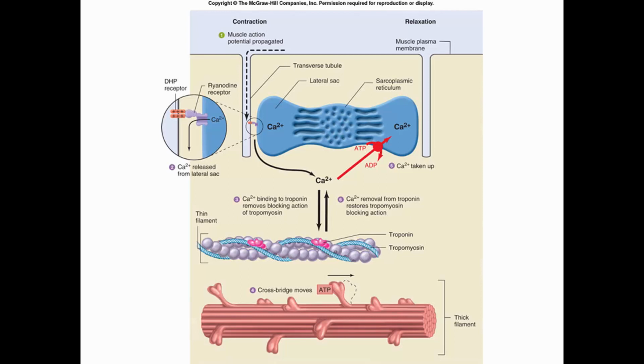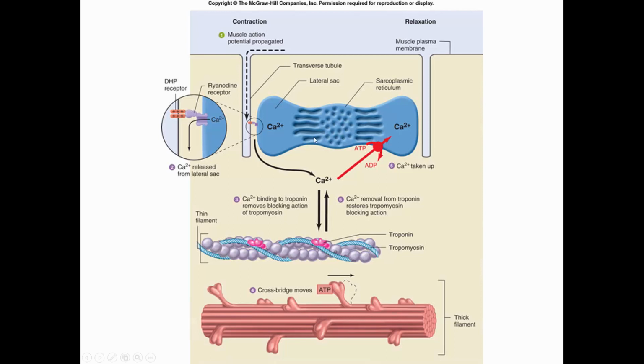And when sarcomeres shorten, then myofibrils shorten. And when all the myofibrils are shortening, then the fiber shortens. And when lots of fibers are shortening, the whole muscle is shortening. And it's just unbelievable that this tiny cellular event is translated into this entire muscle shortening and pulling a load.